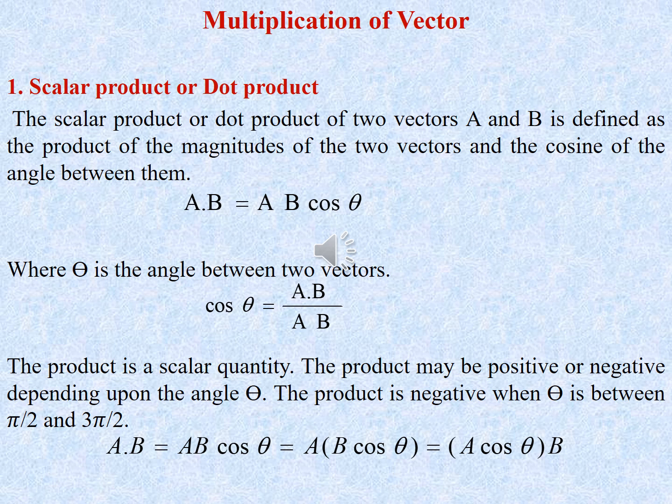The product is negative when theta is in between pi by 2 and 3 pi by 2. So A dot B is equal to AB cos theta, that is equal to A B cos theta, that is equal to A cos theta B.